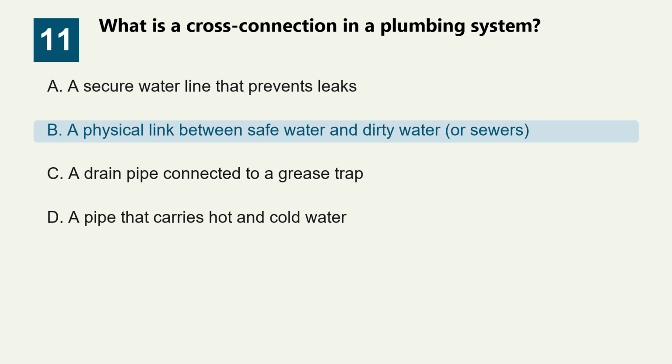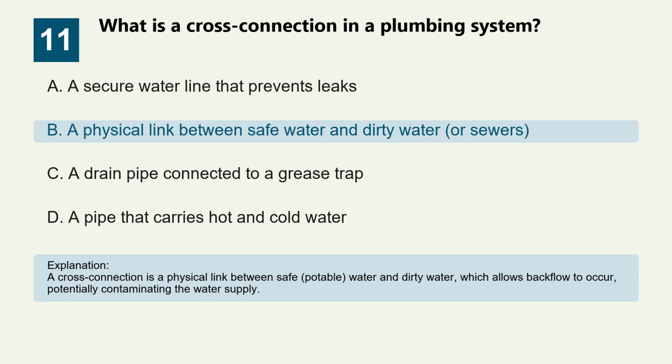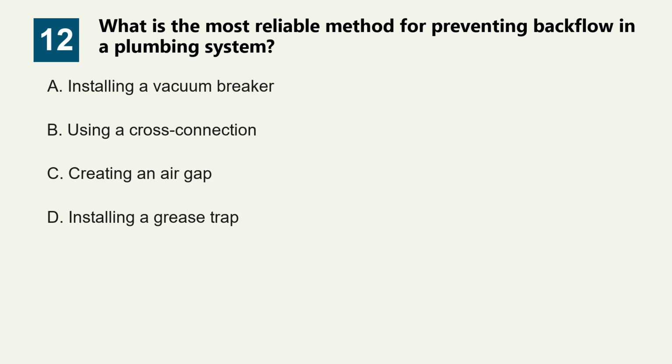A physical link between safe water and dirty water, or sewers. A cross-connection is a physical link between safe, potable, water and dirty water, which allows backflow to occur, potentially contaminating the water supply. Question 12. What is the most reliable method for preventing backflow in a plumbing system?